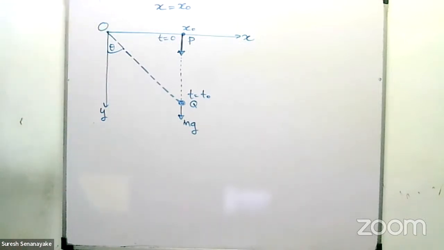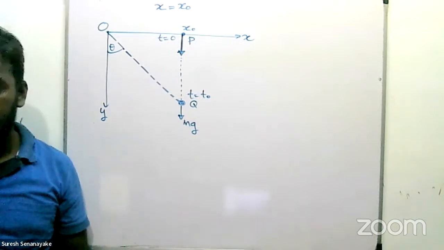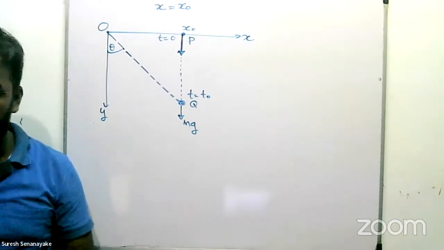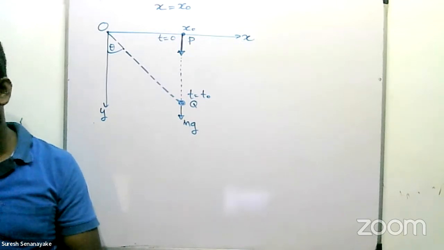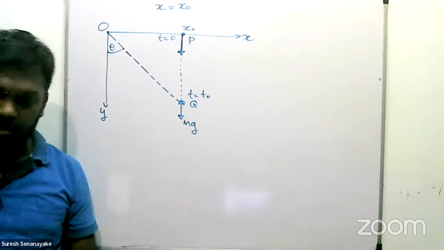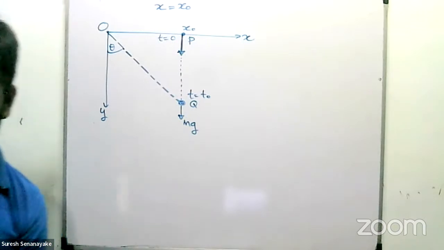The second part of the question, problem number 2: find the angular momentum of the particle about capital O at this time T naught.